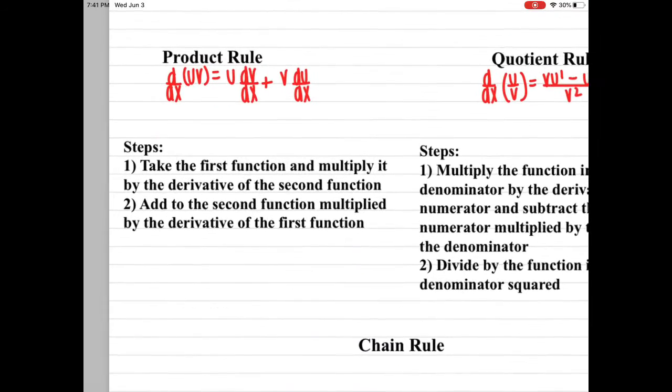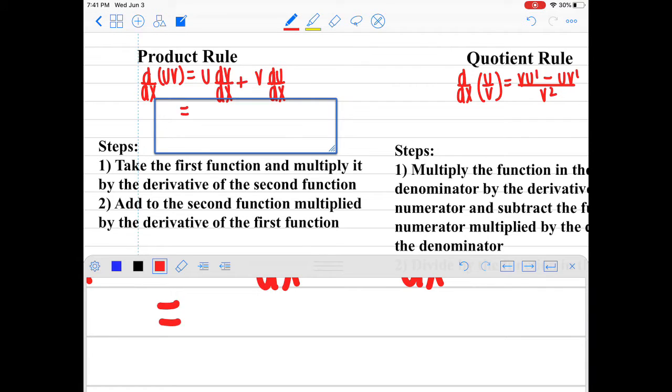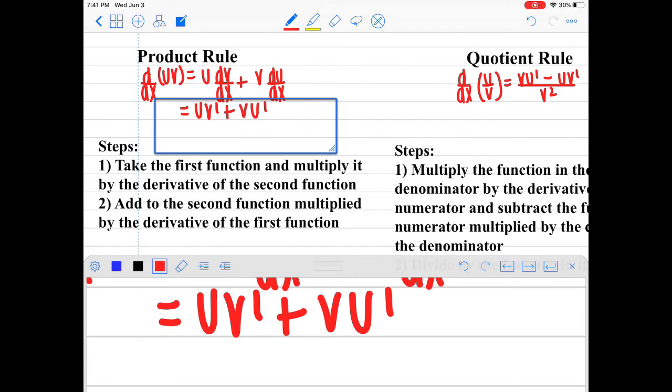First, we have the product rule, which is used to find the derivative of the product of two or more differentiable functions. In this rule, you take the first function and multiply it by the derivative of the second function, and you add that to the second function multiplied by the derivative of the first function.